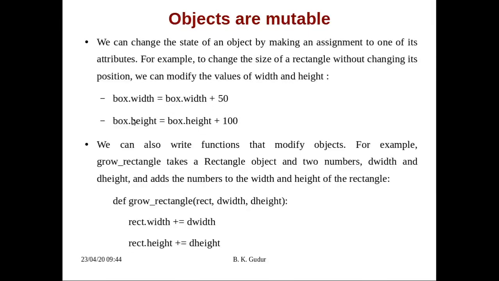Okay, so we can also write functions that modify the object, meaning we can explicitly modify the attributes of the object. Let us consider a function called grow_rectangle, which takes a rectangle object and two numbers, dwidth and dheight, and adds the numbers to the width and height of the rectangle. Given a rectangle, the rectangle will grow by this much width and this much height.